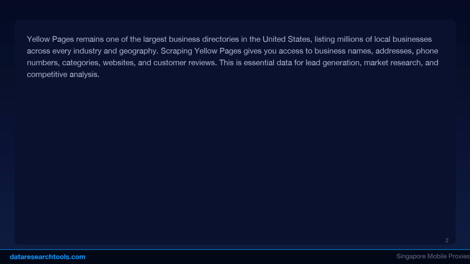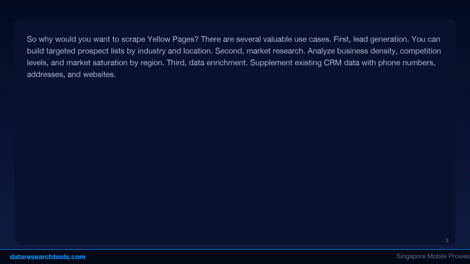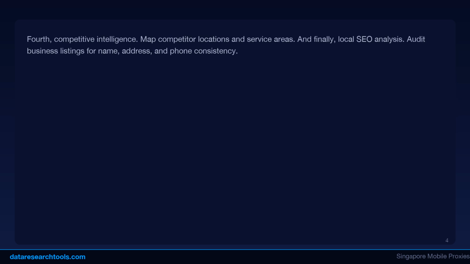Key benefits of properly configured Backconnect Proxy explained. To start with, IP rotation, distribute requests across multiple IPs to avoid rate limiting. Also, geo-targeting, access content from specific regions and countries. Additionally, anonymity, protect your identity and infrastructure from detection. On top of that, reliability, maintain consistent connections even under heavy load. And finally, scalability, handle thousands of concurrent requests efficiently.